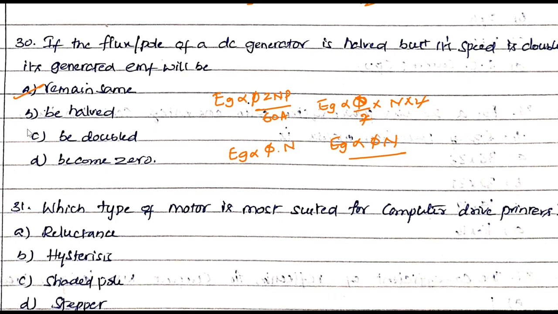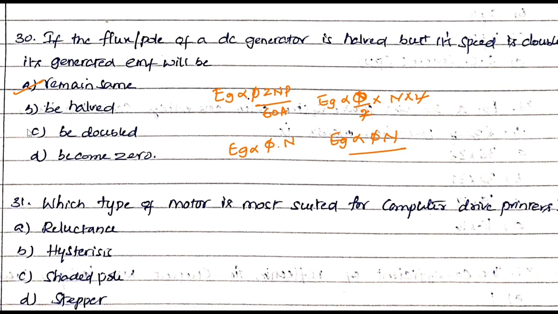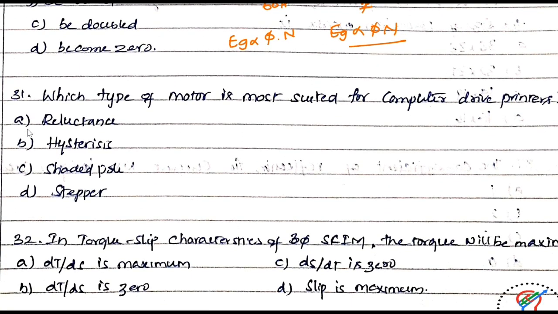Why? Because you are decreasing the flux and at the same time increasing the speed, so both are proportional here.